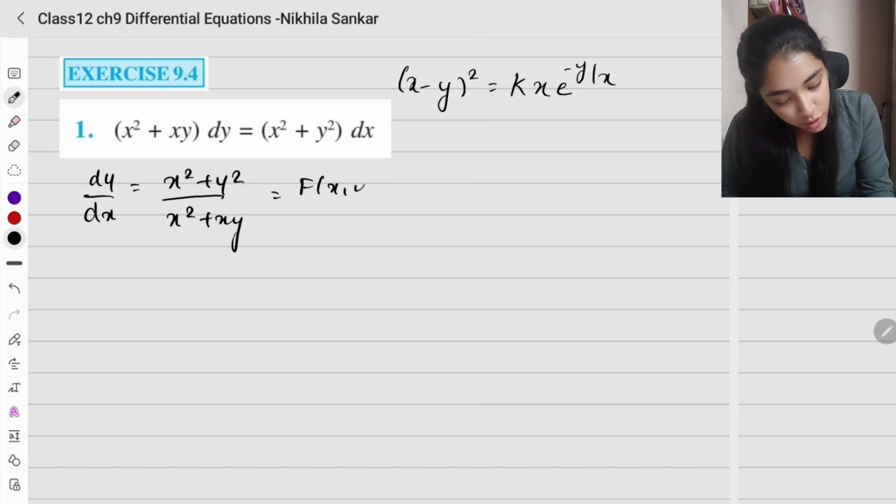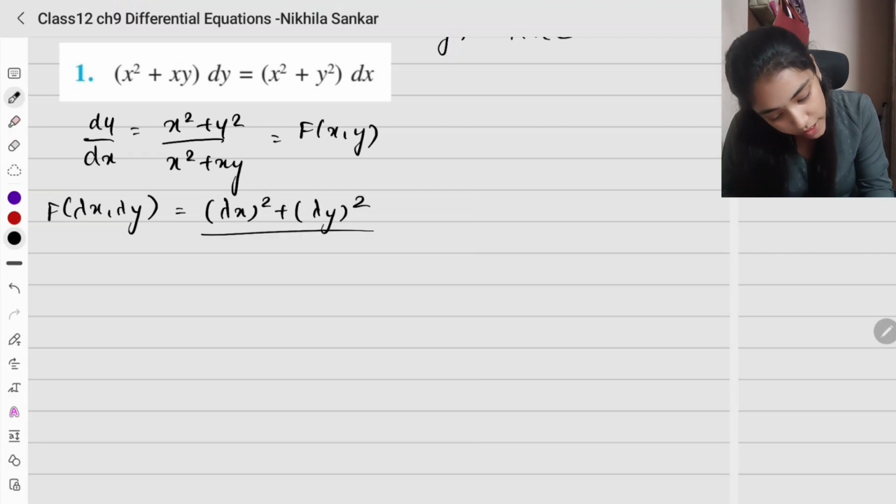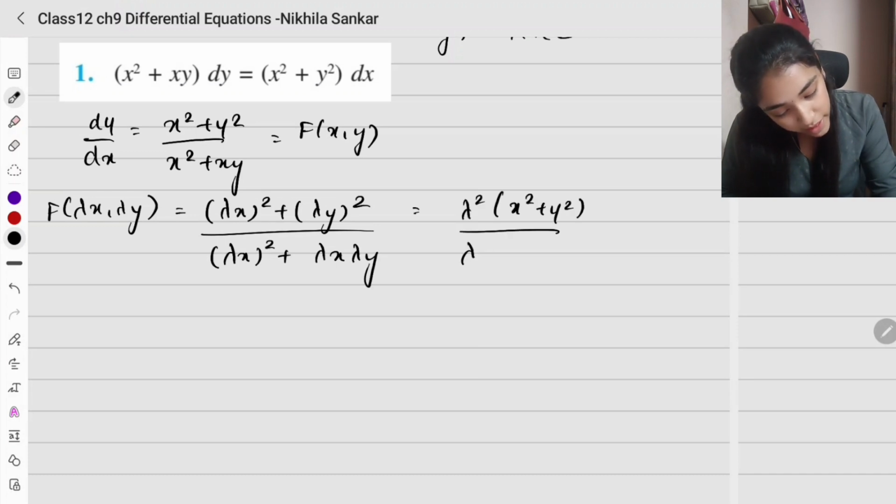This is going to be my function f of x, y. First homogeneous na eppadi prove பண்ணுவோம்? Lambda x, lambda y substitute பண்ண போறோம். So lambda x the whole square plus lambda y the whole square, the whole divided by lambda x the whole square plus lambda x lambda y. So lambda square common ah வெளில எடுத்தா I'll have x square plus y square divided by, இங்க lambda square common ah எடுத்தா I'll have x square plus xy.